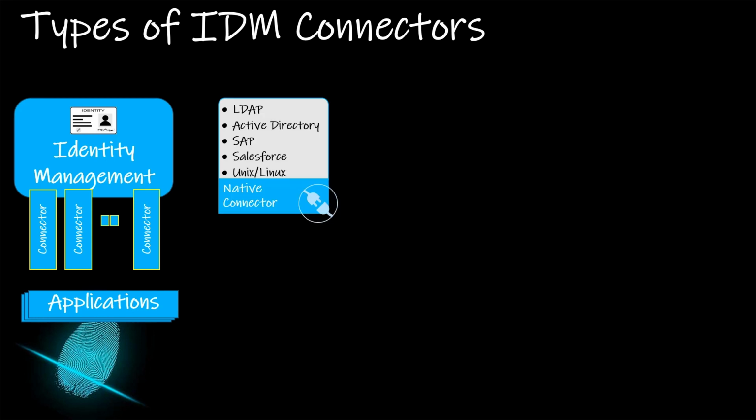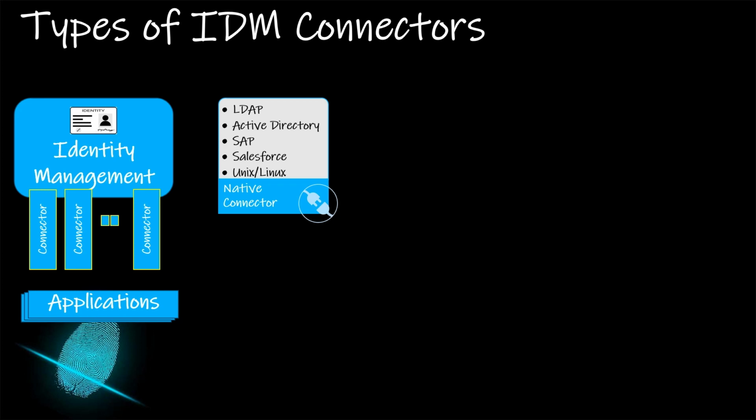The first category is native connector. The native connectors are application specific. Most of the time they are plug-and-play type connectors. You do not need to do any major customization. Simply install them, provide target application URLs or IP, and they start working. You may just need to configure provisioning or governance rules.